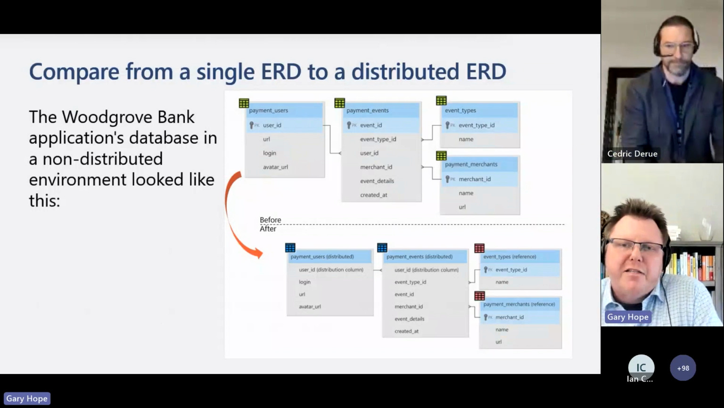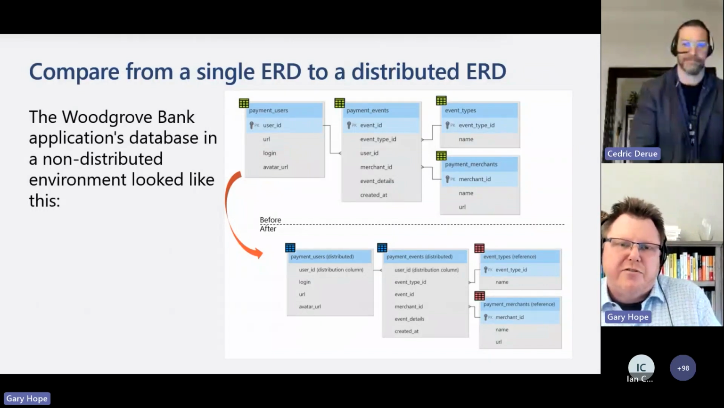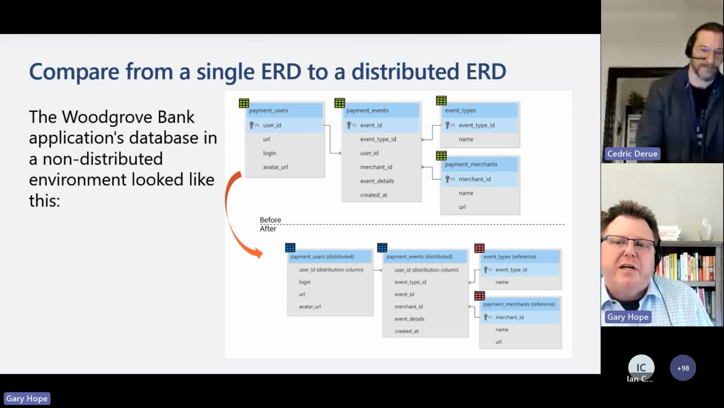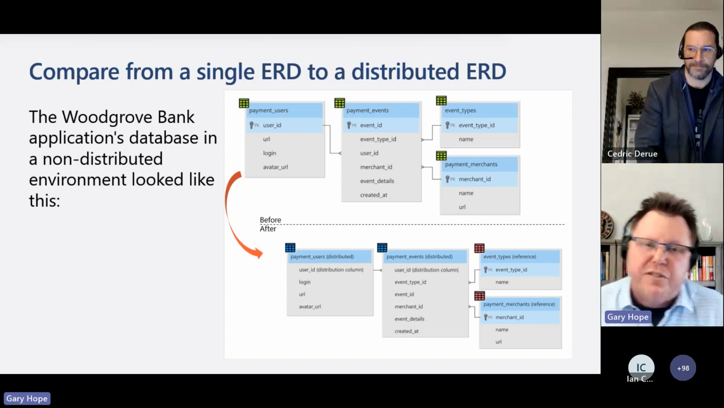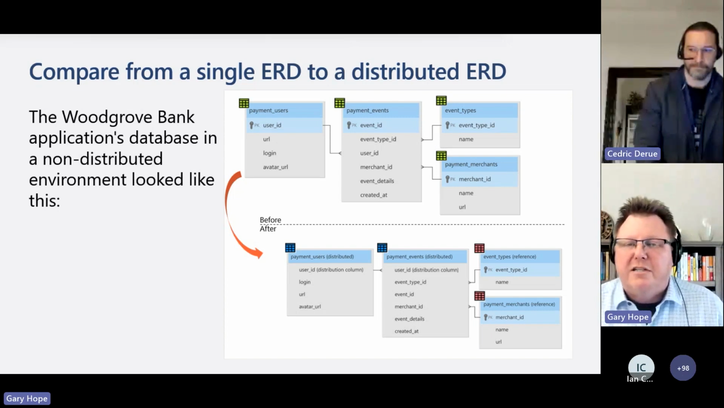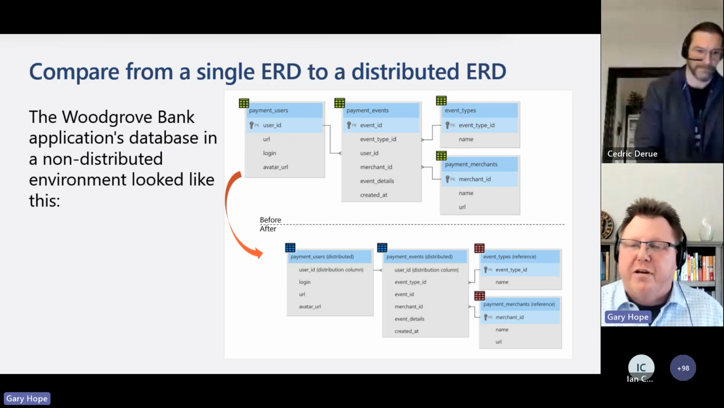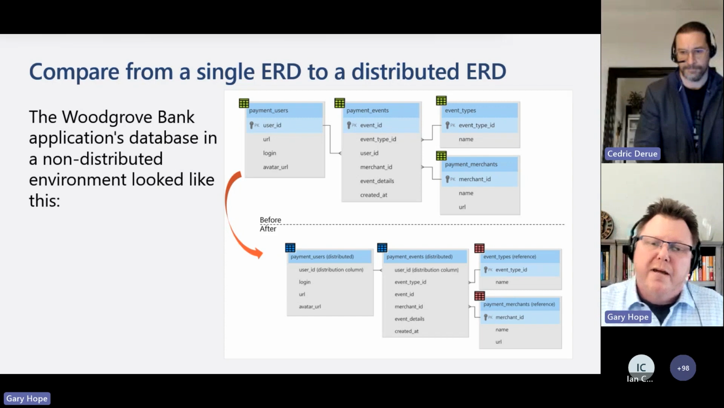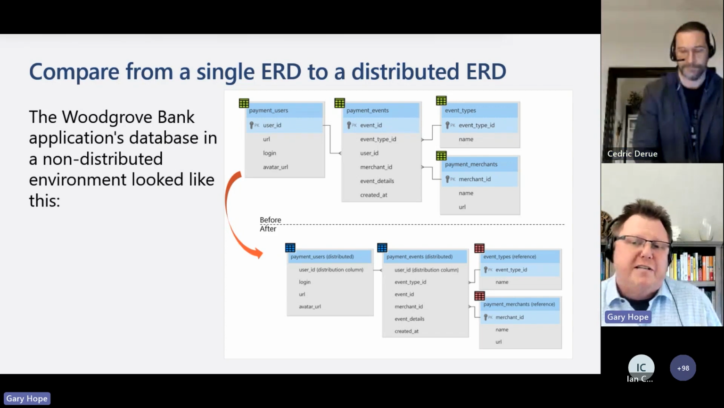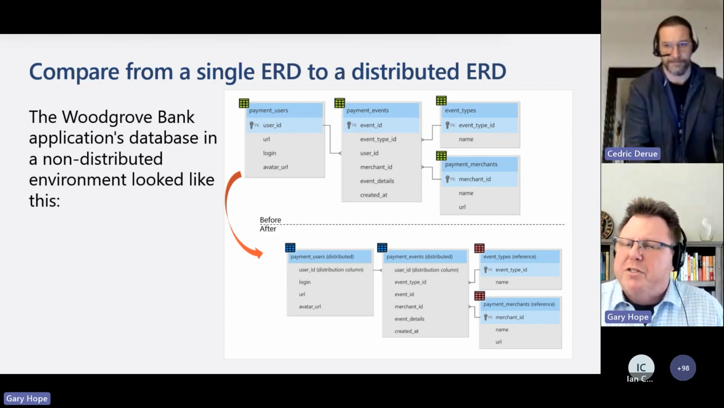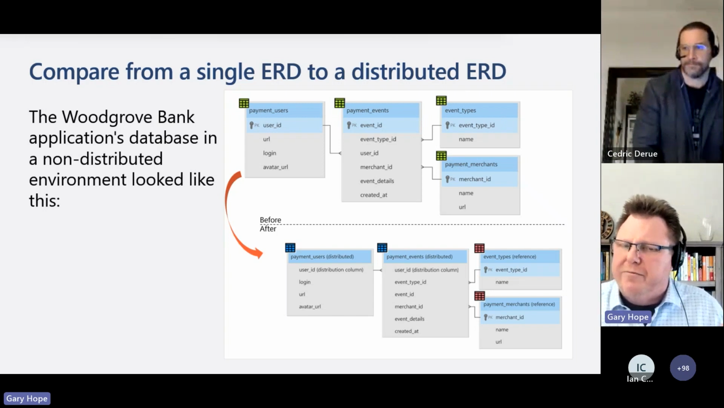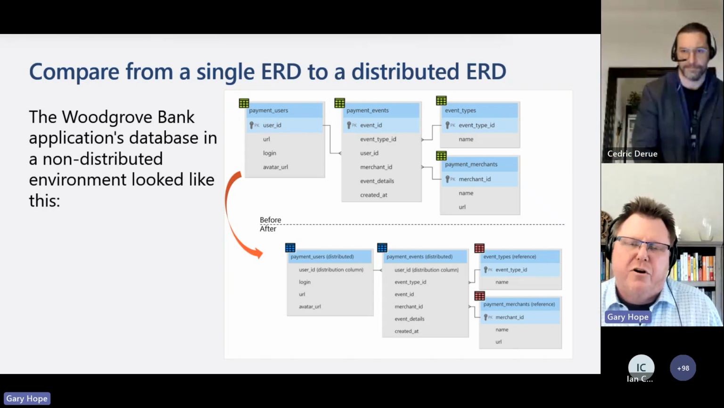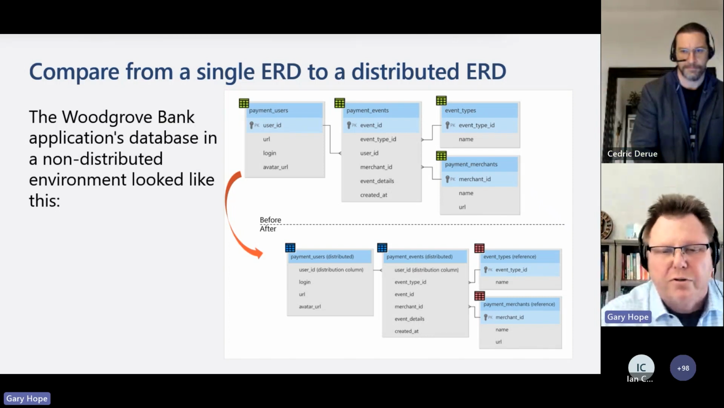For Woodgrove Bank, here are some changes that we'll need to make. In order to keep the foreign keys on the events table to the users table, the user ID needs to be the distribution column for both tables, so they have that shared distribution column. The foreign key relationship between events and event types works because it's going from a distributed table to a reference table. Keep in mind that reference tables don't have a distribution column. They're replicated to all nodes.